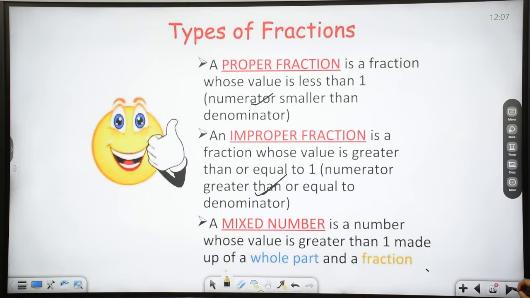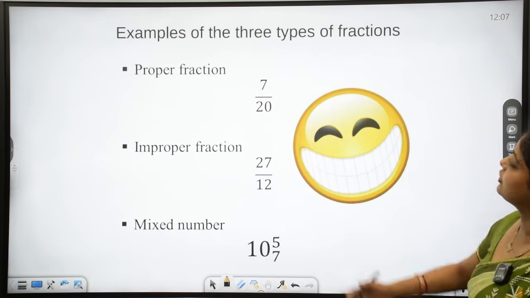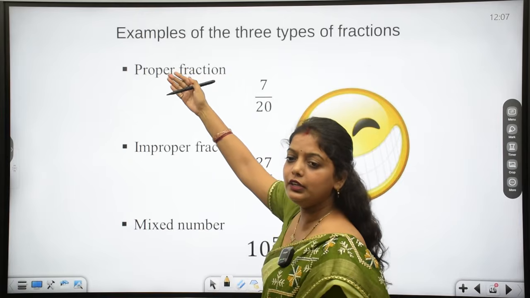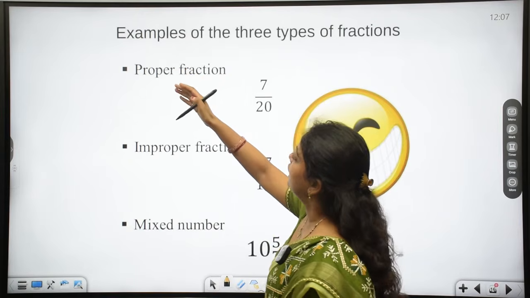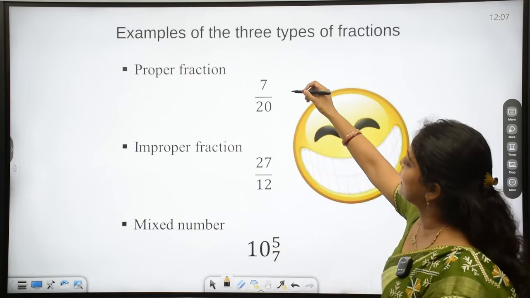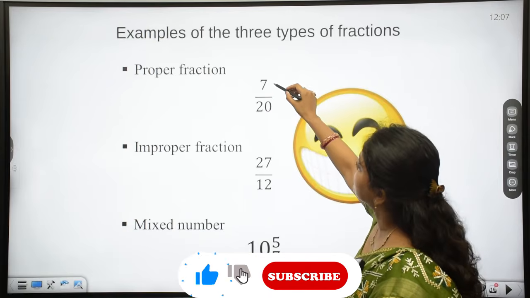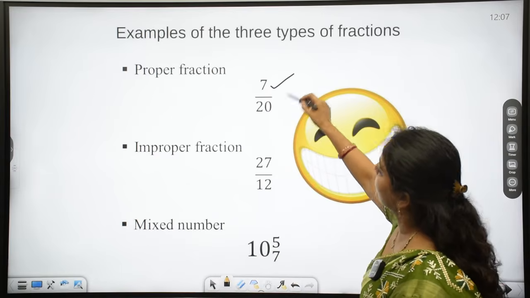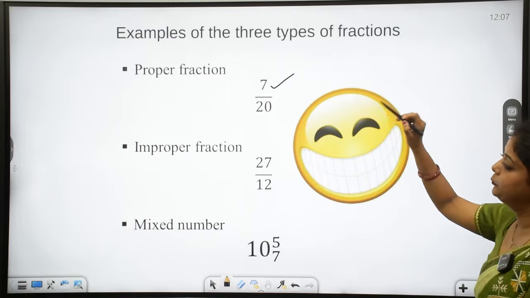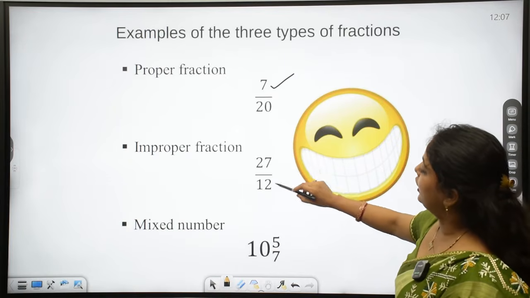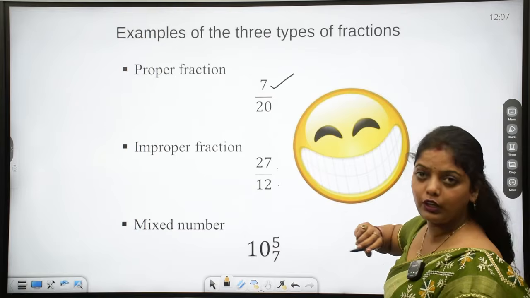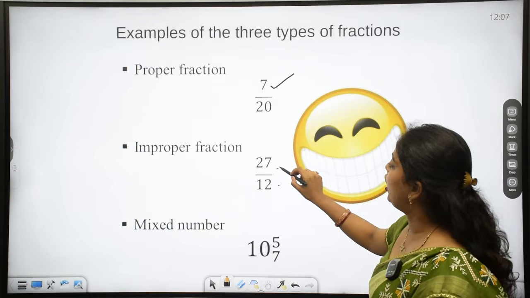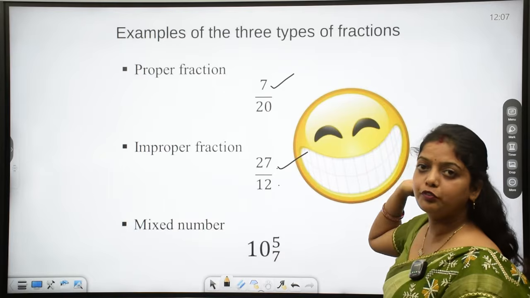Now let's see some examples of these 3 fractions. Here we can see, as I told you, in a proper fraction, the numerator is smaller than the denominator. We can see the example in this fraction. 7 upon 20 is given over here. 7 is smaller than 20, so this is proper. In the next one you can see here 27 is greater than 12, that means the numerator is greater than the denominator, so we will call it an improper fraction.